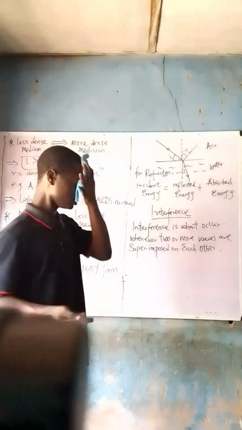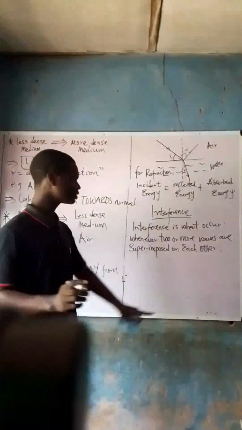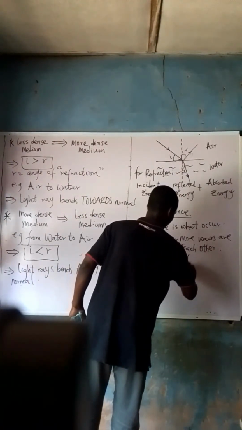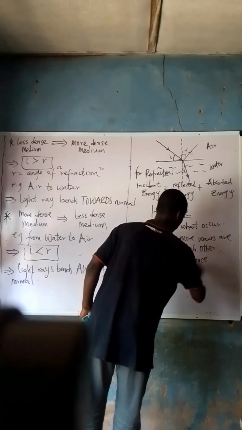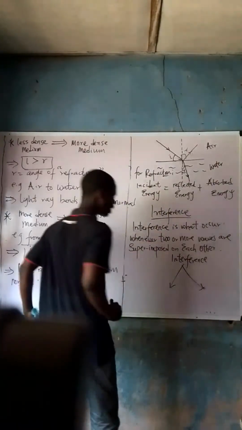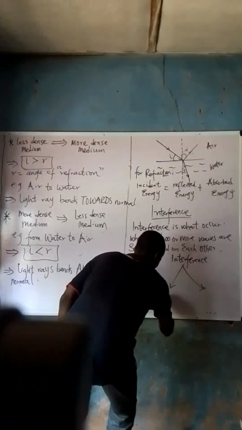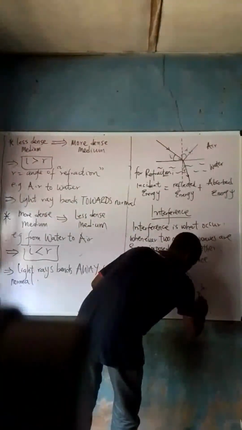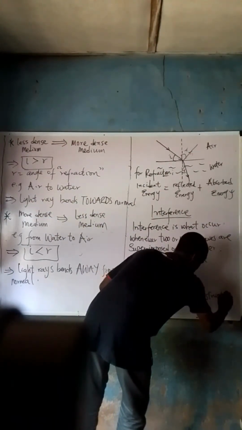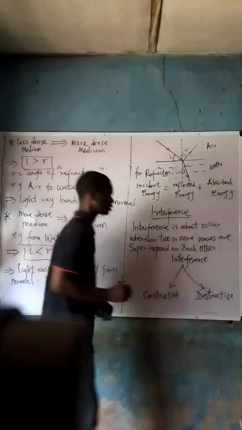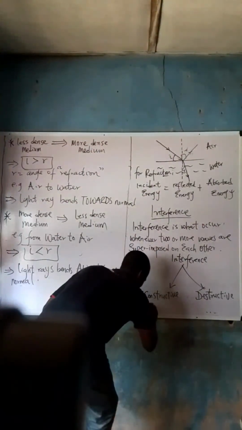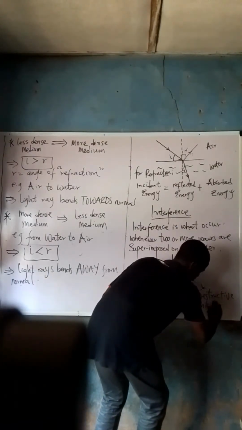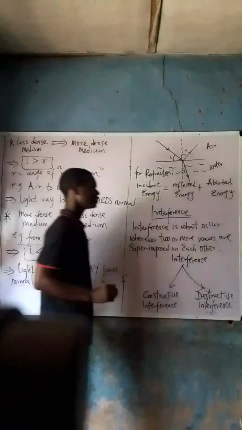So let's say we have something like this. Okay, before we go into that, there are two types of interference. I don't want to miss it. Thank God I just remembered. Interference can be of two types. We have the constructive, and we also have what they call the destructive. So these are the two types of interference: constructive interference and destructive interference. So this is basically what we have for interference.